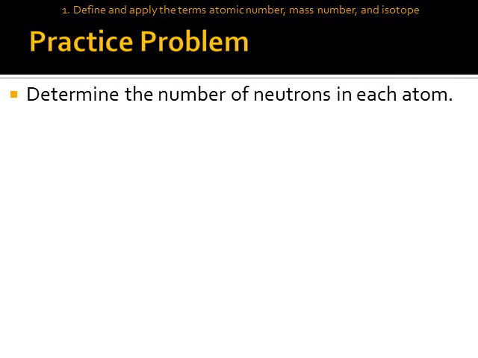Alright, here's another practice problem. This time you're doing the opposite. I ask you to determine the number of neutrons in each atom. The first one here, we're given chlorine 37. So look at the periodic table. Find chlorine. You'll see its atomic number is 17. So it has 17 protons. So 37 minus 17 leaves you with 20 neutrons.